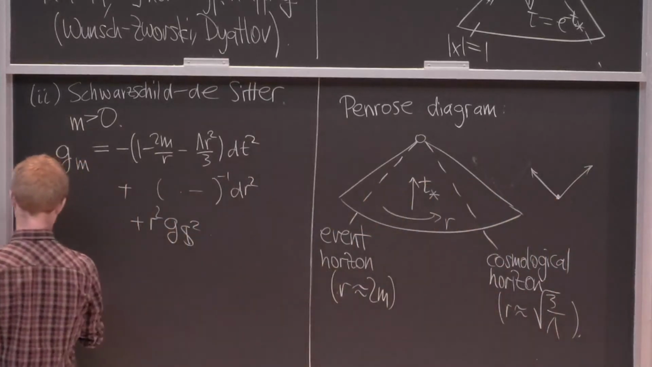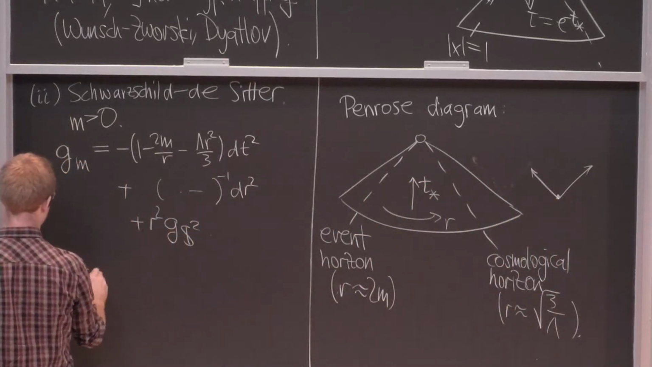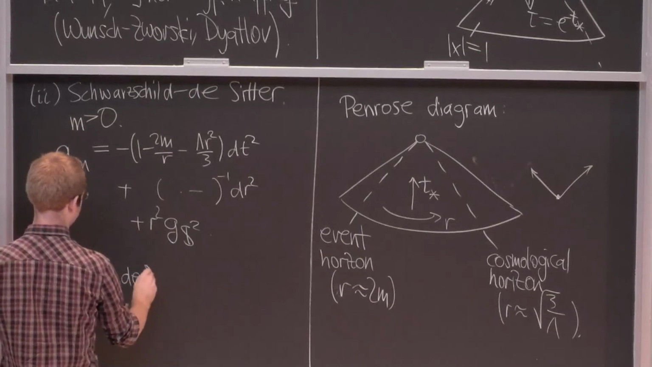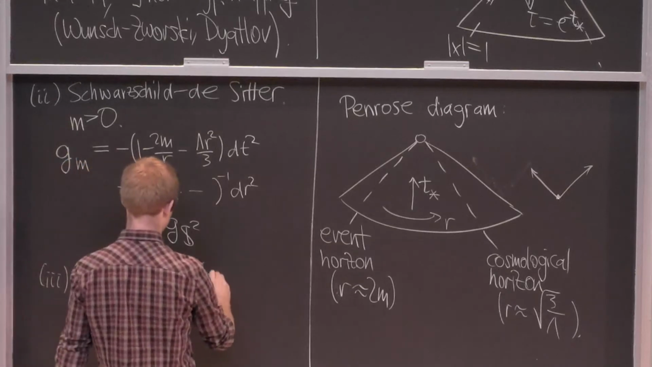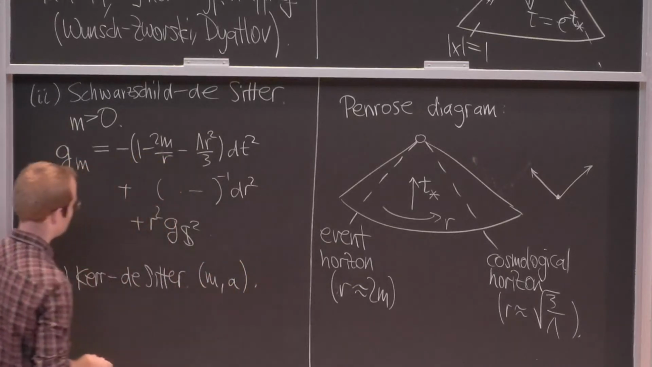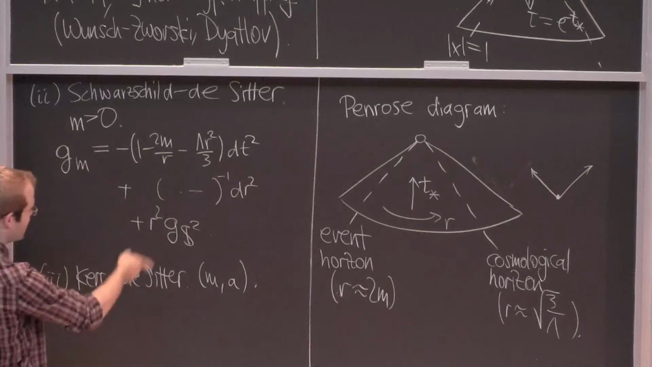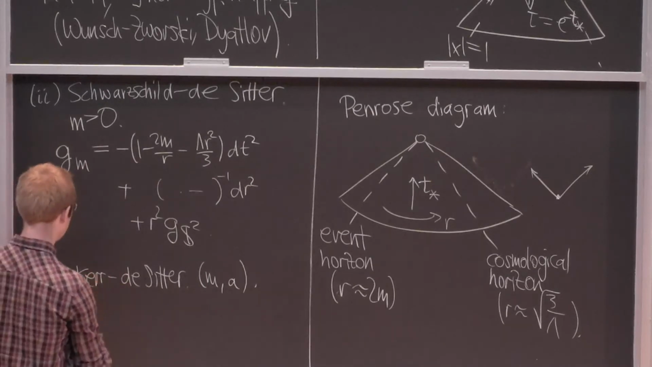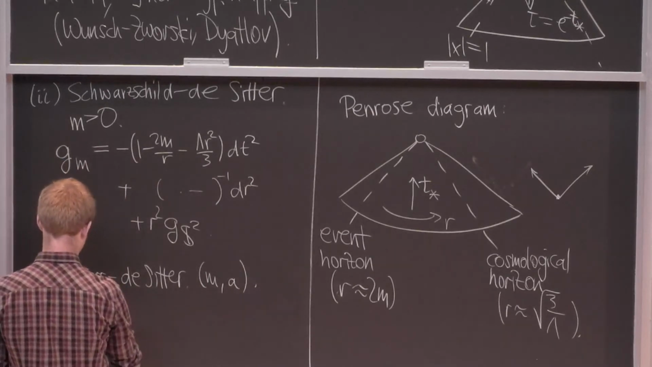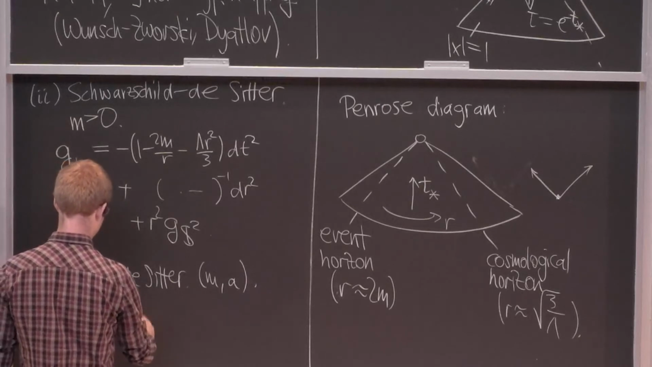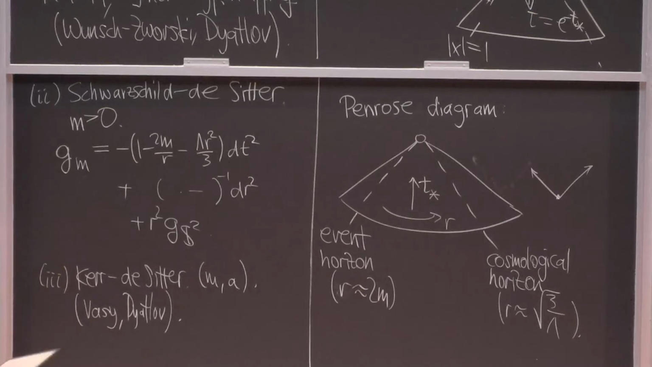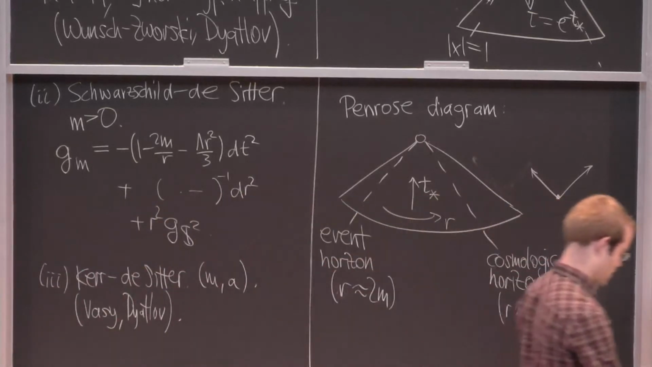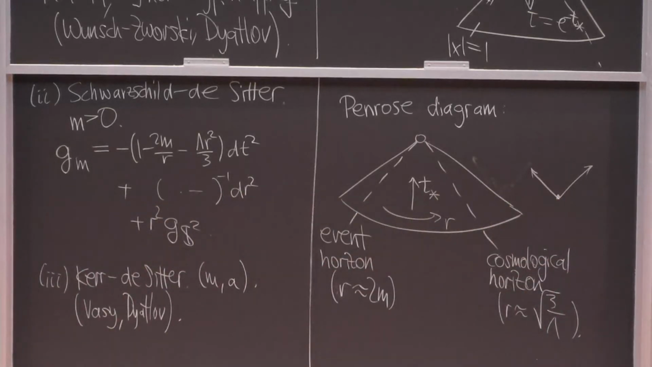And then there's also the Kerr cousin, which is called Kerr de Sitter, which again has an extra parameter of angular momentum. And in these cases, again, you have the same kind of normally hyperbolic trapping. This was, I think, first proved by Vasy, and then in a larger parameter range by Dyatlov. OK, so very good. Any questions about the geometry so far?